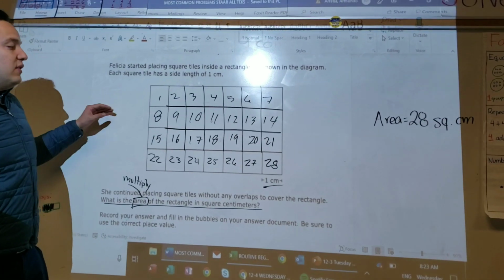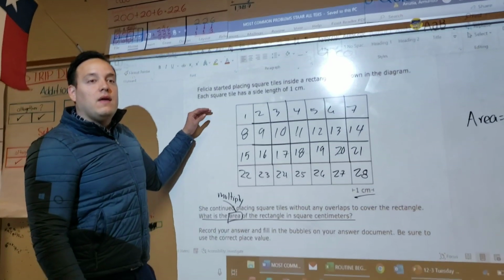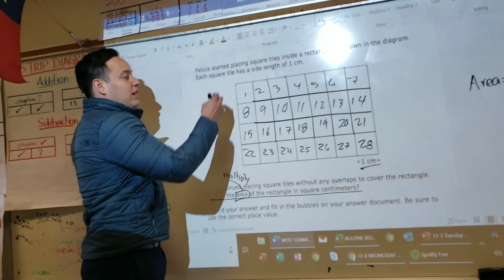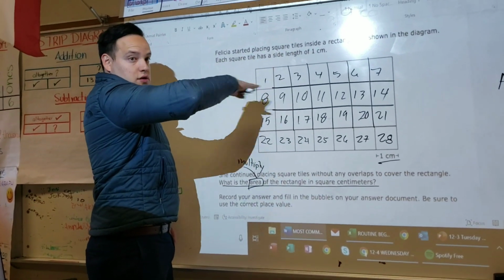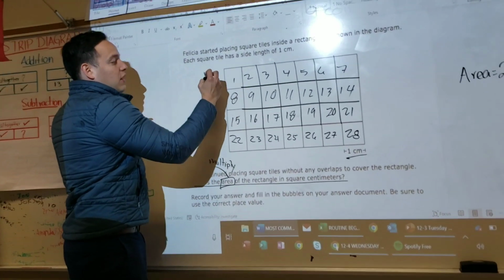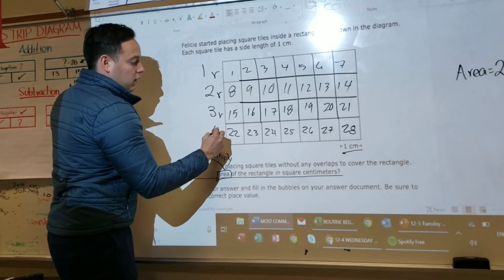First we need to label, ¿verdad? ¿Cómo lo medimos? ¿Qué le pongo? Rows? ¿Cuáles son las rows? Are these rows or these rows? Rows, ok, muy bien. Entonces vamos a poner 1 row, 2 rows, 3 rows, 4 rows.